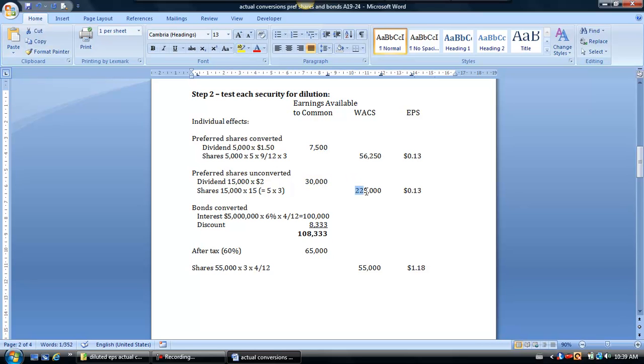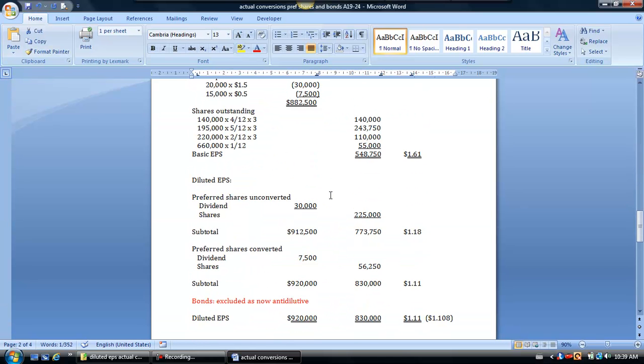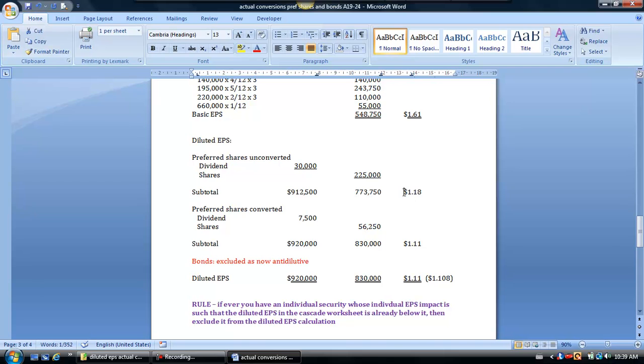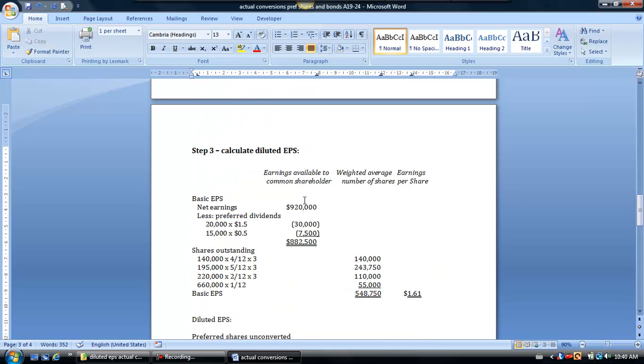They also increase WACs if they had been converted. So what we're going to do now is add this to the calculation to come up with $1.18 as our diluted EPS. Now, when we look at our preferred shares that were converted, we already discussed that as well up here.